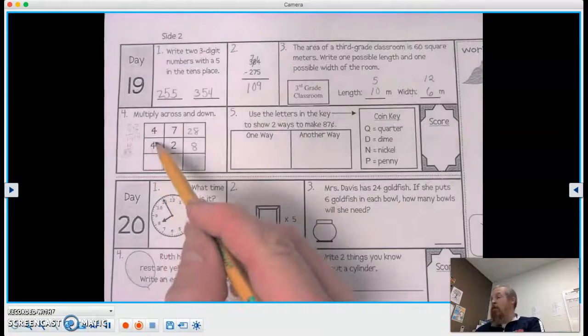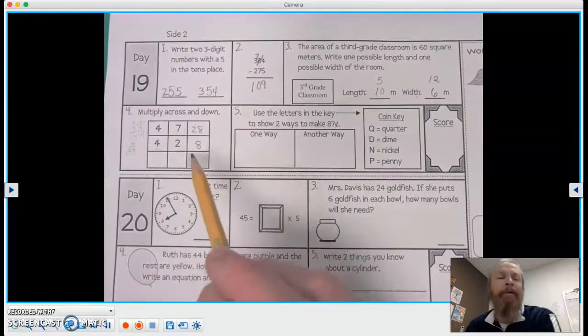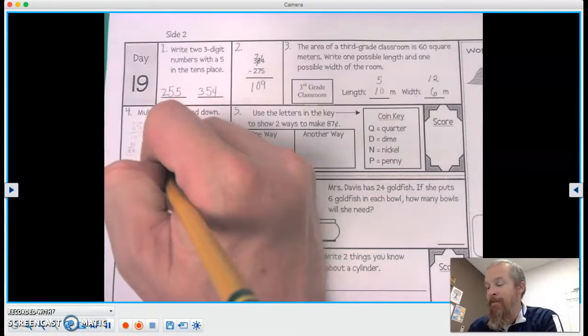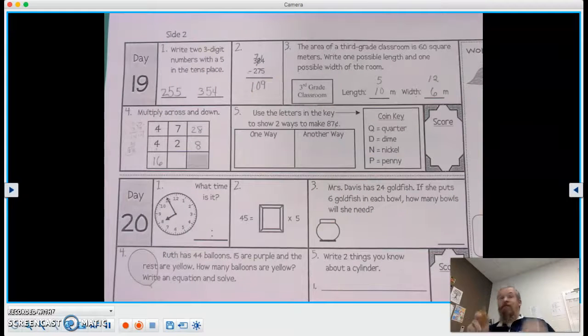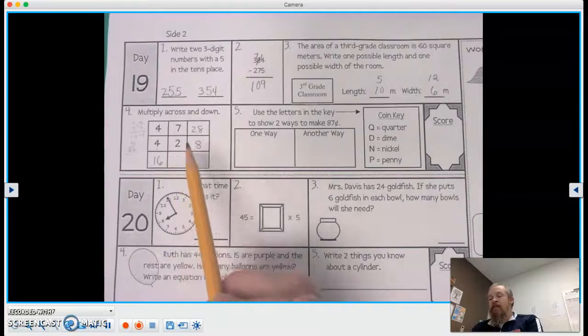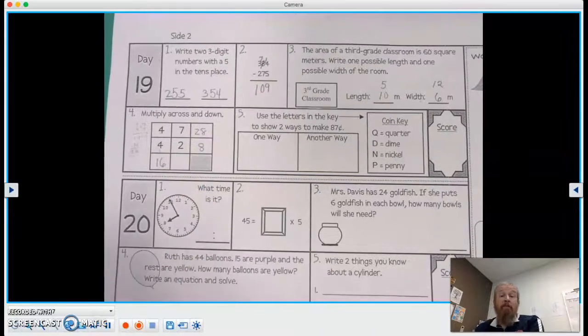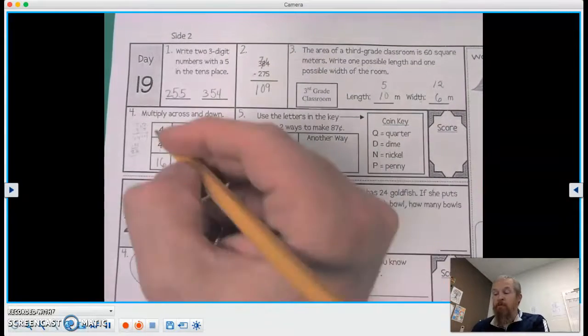All right, 4 fours. Hey, I remember that problem from the other time. That's 16. 4 plus 4 is 8, and 4 plus 4 is 8, so 8 plus 8 equals 16. 7 times 2, or 2 sevens. That's back to our fast doubles. 7 plus 7 equals 14.